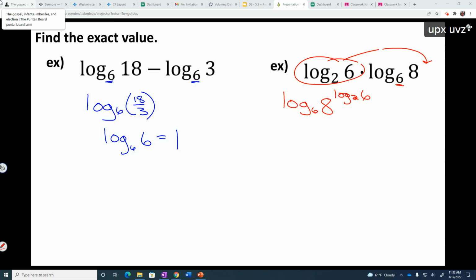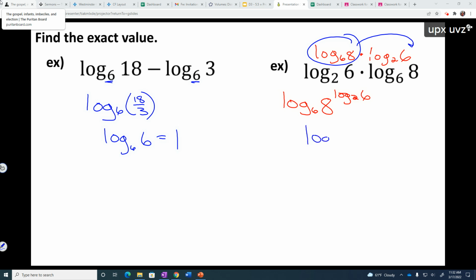If you try this the other way around, though, since this is multiplication, you could really just rearrange this equation. Log 6 of 8 times log 2 of 6. Look at it this way. And then try the same thing. Now try to take this one up there, and write it this way. Log 2 of 6 to the, that's our exponent, log 6 of 8. That seems to work, right?